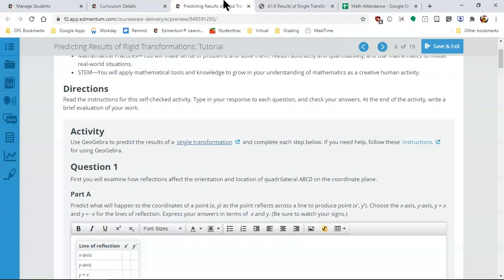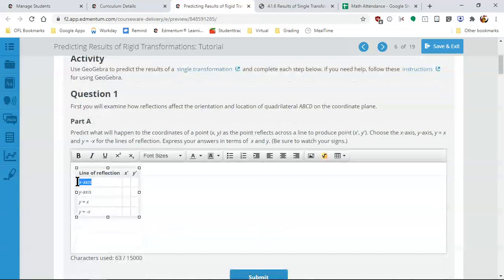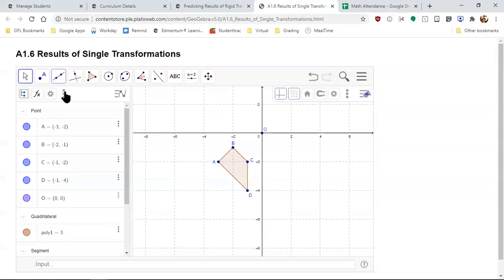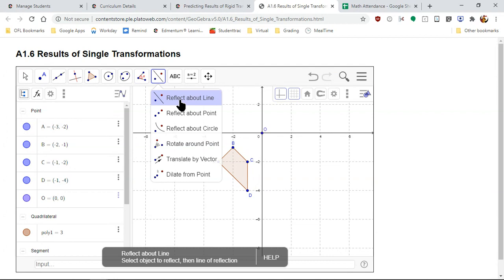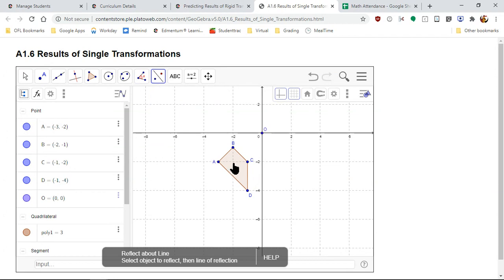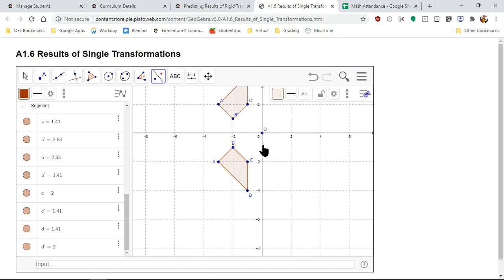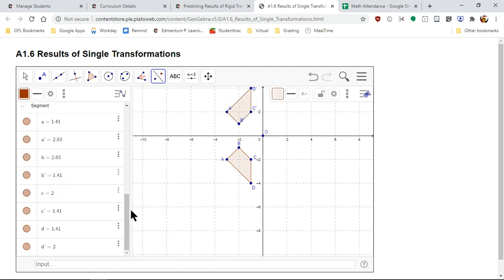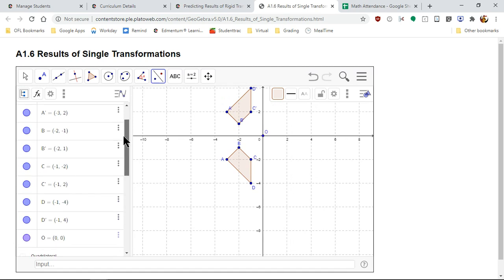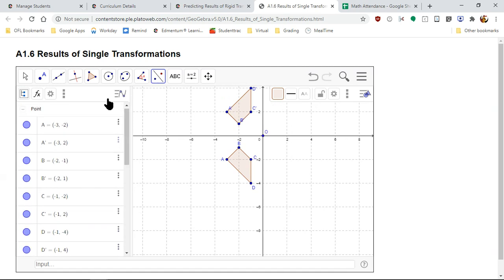First things first, they want us to do reflection over the x-axis. So we're going to go over here, make sure we click reflection about a line. We click the whole shape, not just the point, the whole shape. And then we're going to click the x-axis, and that's going to make this little image here. And as we can see over here, we see all the points that have changed.